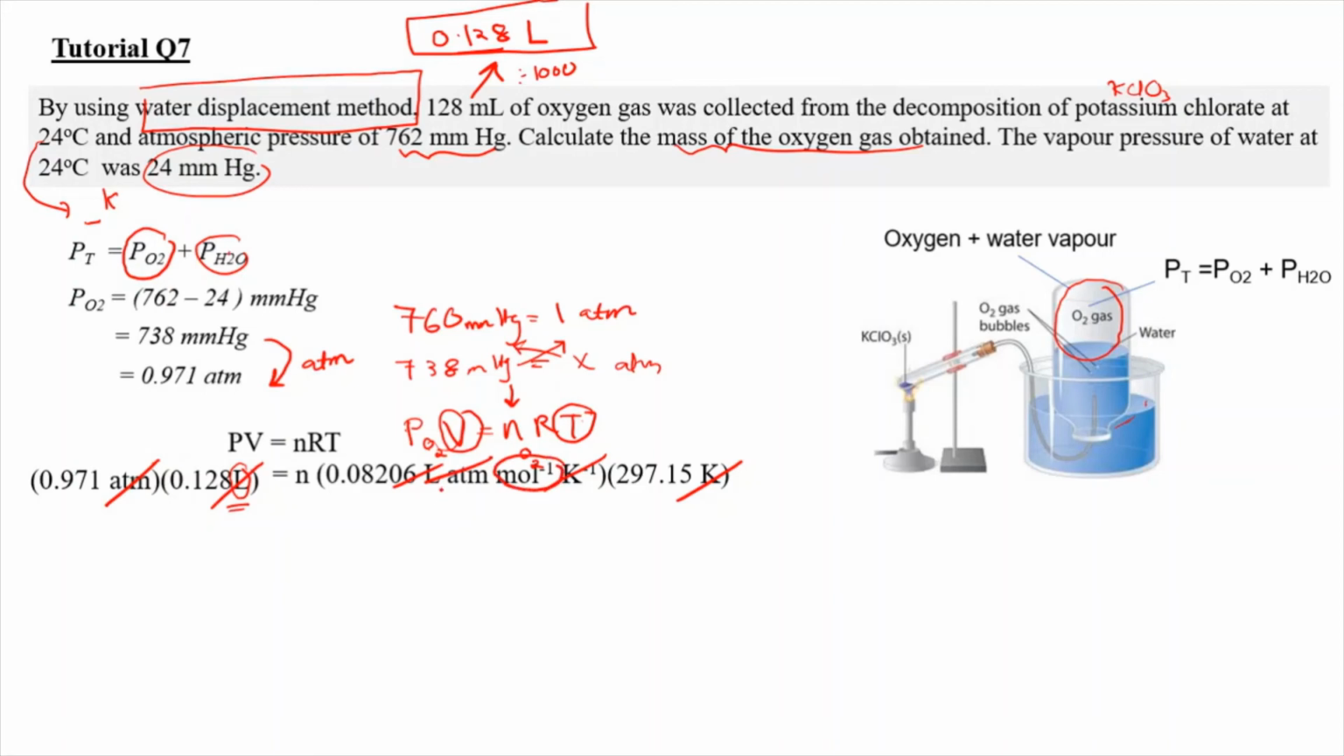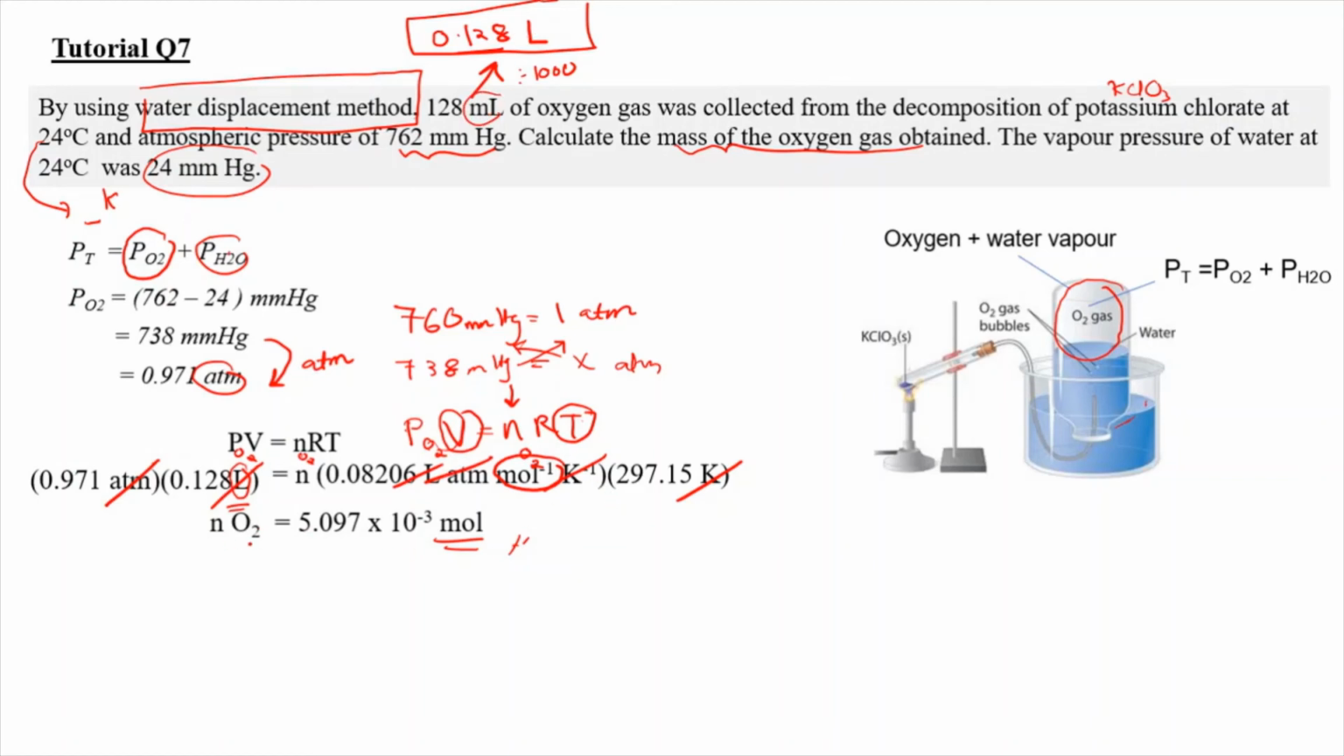Once you do the maths here, you're going to get the number of moles of the oxygen, which is here PO2, and then nitrogen is NO2 here. So the number of moles of oxygen is going to be 5.097 times 10 to the power of negative 3 mole. And this is why you have to convert it into ATM so that it can cancel out. Similarly, that is why you convert milliliter to liter so that it can be cancelled out on both sides.